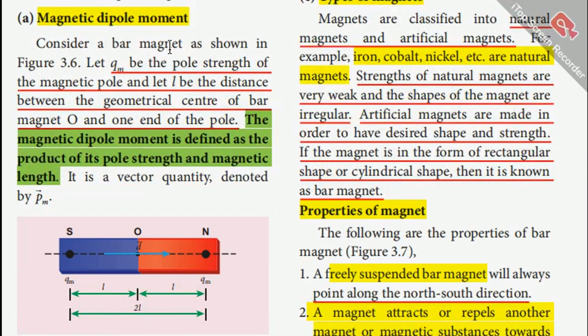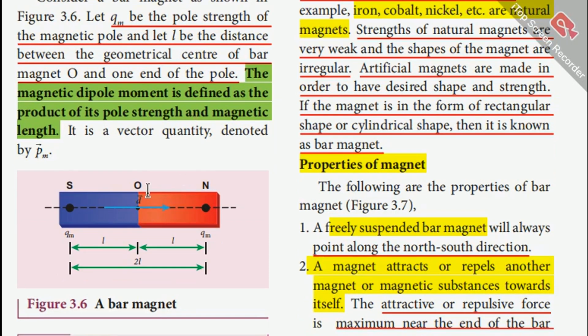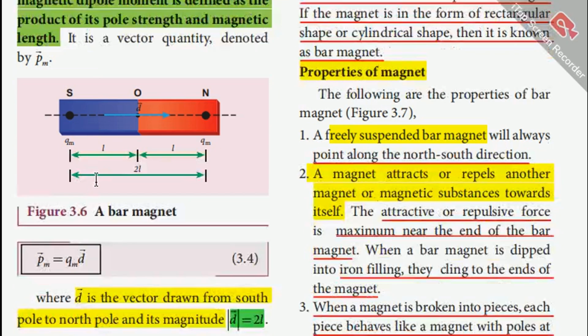Let us consider a bar magnet as shown in this diagram. Let Qm be the pole strength of the magnetic pole and L be the distance between the geometric center of the bar magnet O and one end of the pole. The magnetic dipole moment is defined as the product of its pole strength and magnetic length. It is a vector quantity denoted by the letter Pm.